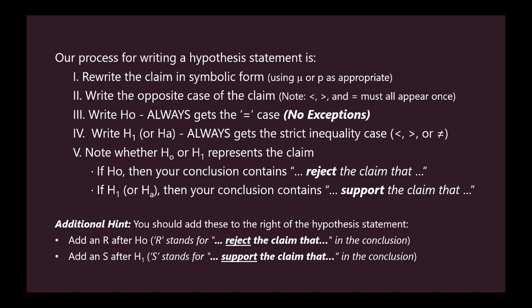So we have these two cases written out, but to help us write the conclusion at the end, this is the other step that we're adding. After the null hypothesis, we're going to be writing in R. After the alternate hypothesis, we're going to be writing in S. And the reason for that is if it's the null hypothesis that represents the claim, in the conclusion, we're going to talk about whether or not we have the evidence to reject that claim.